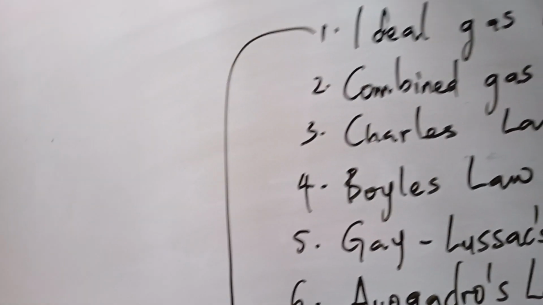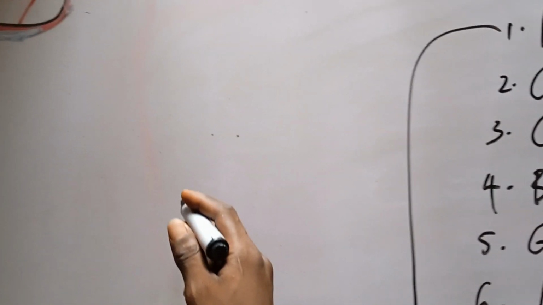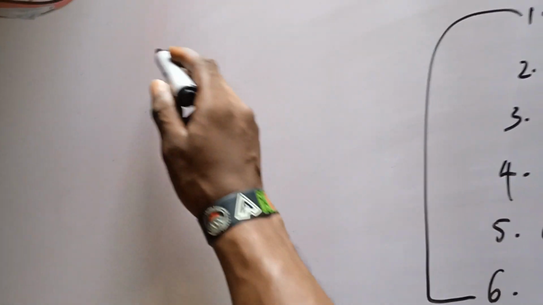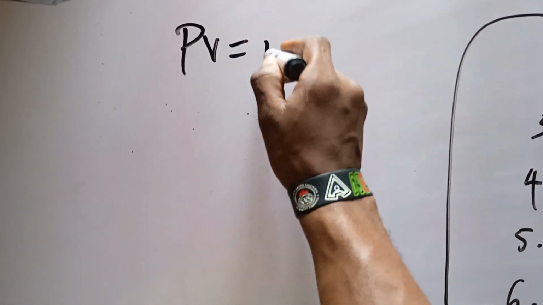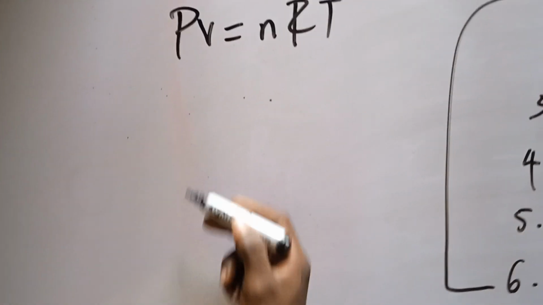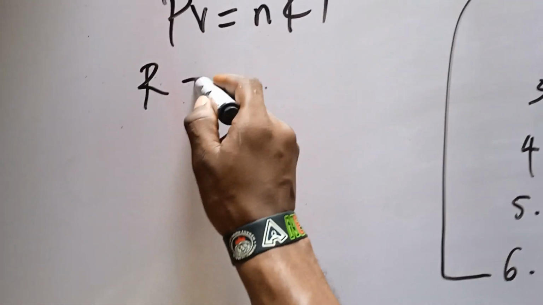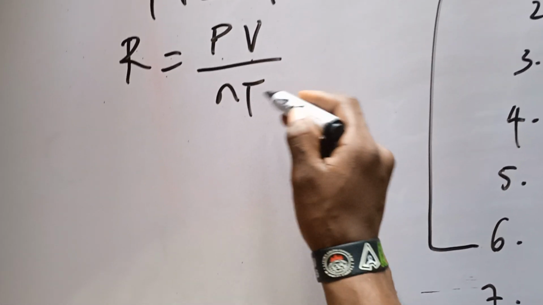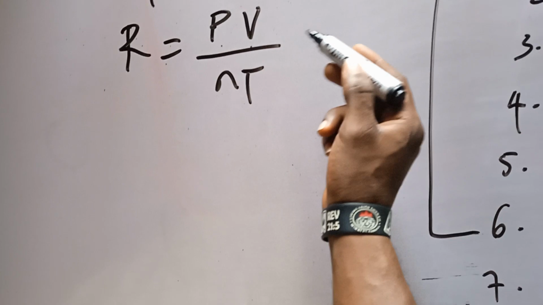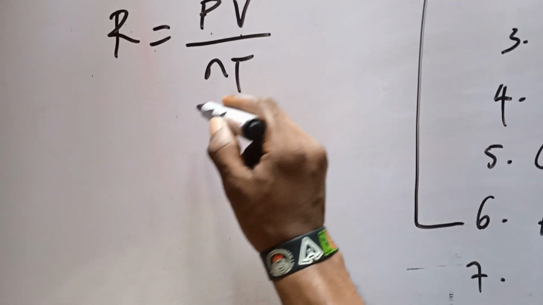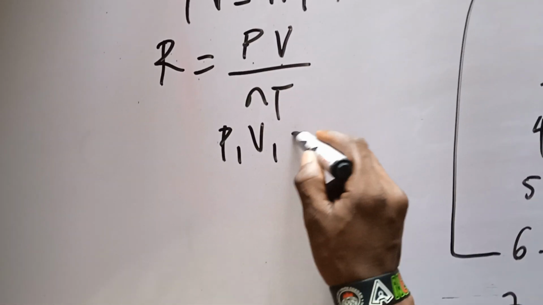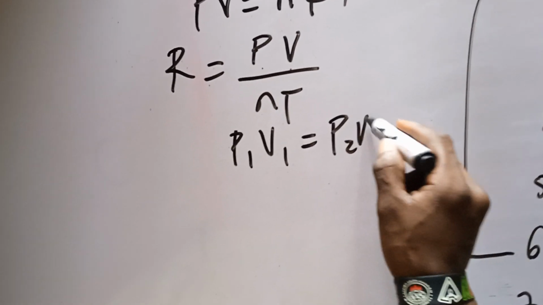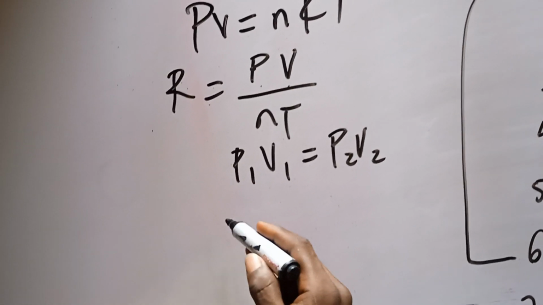So for ideal gas law, we simply need to know that ideal gas law is PV equals nRT. Now combined gas law is simply making R subject of the formula. We have PV all over nT. And you know that initial must equal the final. So this is going to be equal to P1V1 over n1T1 equals P2V2 over n2T2. That is for combined gas law.